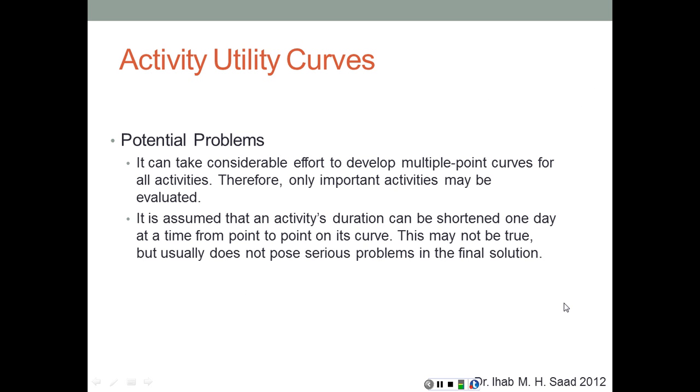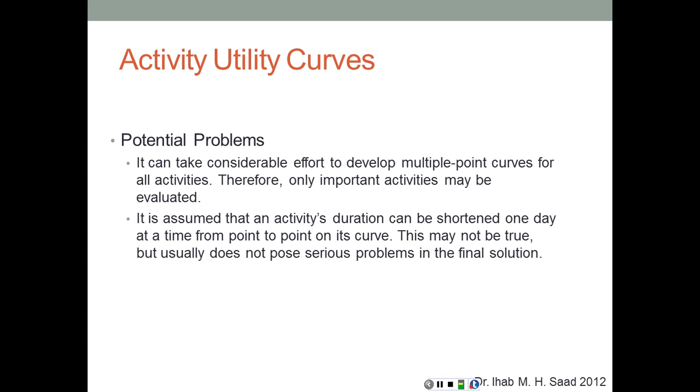Therefore, only important activities may be evaluated, the ones that have a large impact on the cost, and you can reach some such activities through what's called the Pareto analysis, which is based on the statistical assumption that 20% of the activities in the project are going to cost 80% of the total cost of the project. There's another discussion where we can find out which activities are these 20% that form the 80% of the cost.